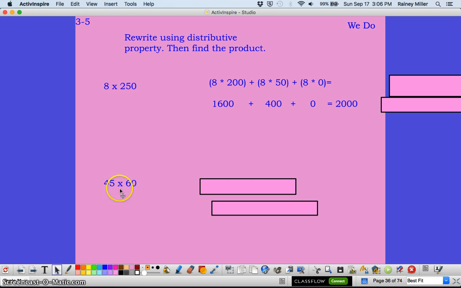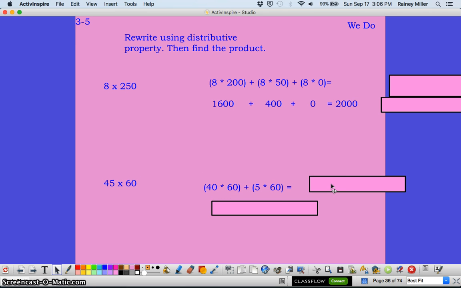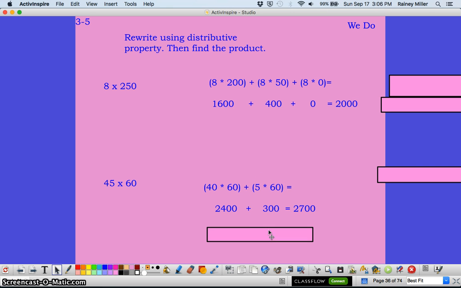With this one, I take it and break it apart. Now, oh my gosh, I got 2 digits by 2 digits. So what did I do with this one? Well, I did 40 times 60 because I can go 4 times 6 and then put the 2 zeros behind it, and 5 times 60, so 5 times 6 and put the 1 zero behind it, which would give me 2,400, 300, and 2,700 for my answer.